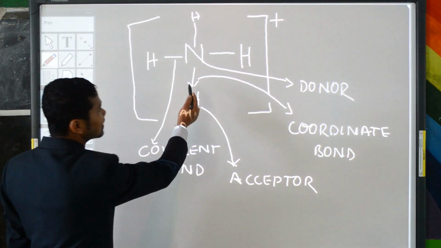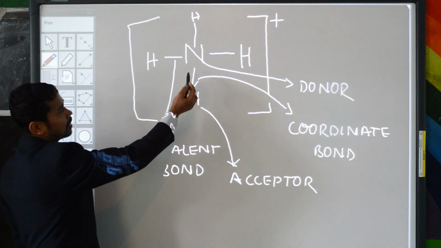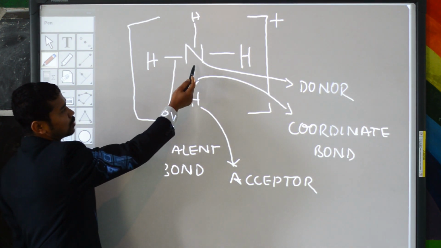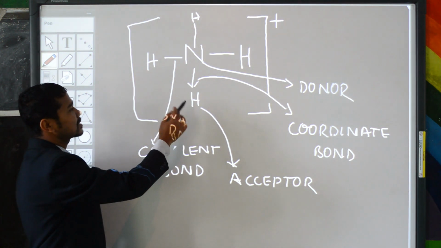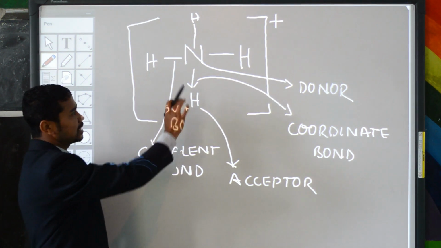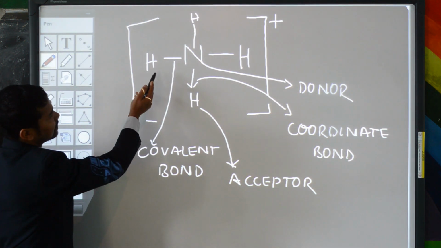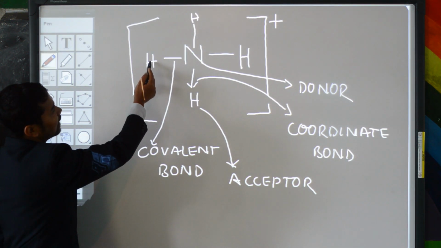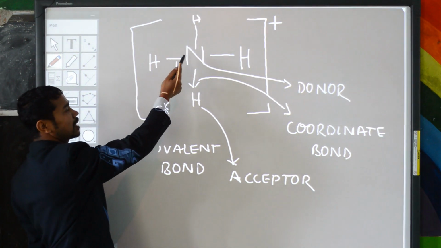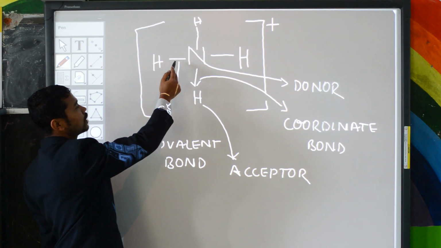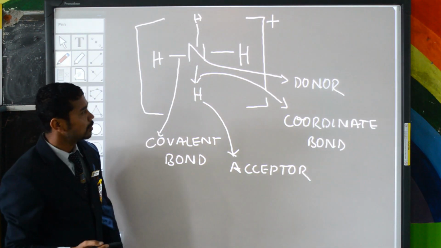Now, why is this a coordinate bond and why is this a covalent bond? Here, both the electrons are donated by the nitrogen atom and hydrogen has simply accepted them, but it is shared between both. In this case, one electron is contributed by hydrogen, one electron is contributed by nitrogen. As a result, this bond is formed by mutual sharing of electrons, so this is a covalent bond.